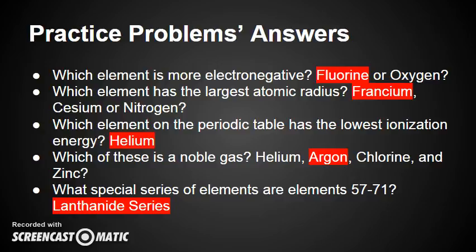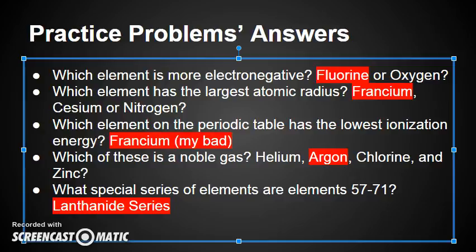Next is francium, which has the largest atomic radius, and it is basically the same circumstance as fluorine was in the previous question. It follows the trend of going left and down, and in the bottom left corner you find francium, and that makes it the biggest atom and the biggest element because it is in the bottom left corner of the periodic table.